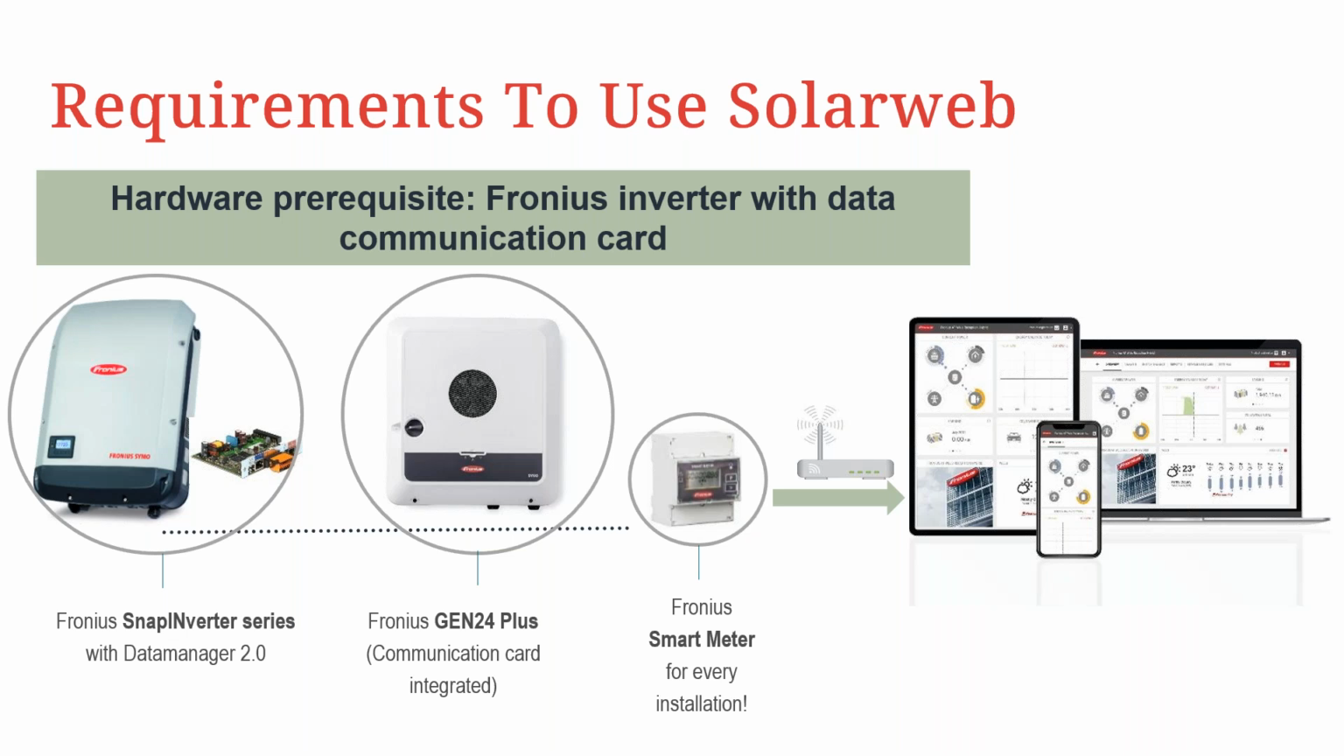The same would be if you are using a Fronius Gen24 Plus. As the communication card is already integrated into the unit, you'll only require a smart meter in the system, as well as an active connection to have the data exported out into SolarWeb.